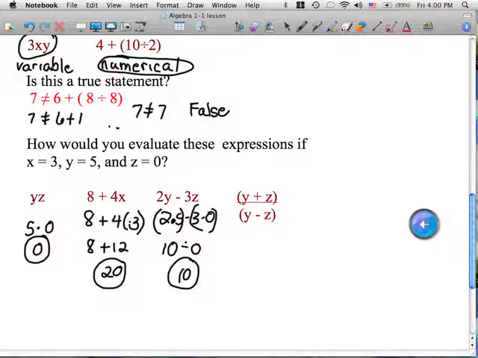And the last expression is actually a division problem. The numerator, y plus z, would be 5 plus 0. And the denominator is y minus z, so that'd be 5 minus 0. The fraction bar acts like a grouping symbol, so we do what's on top first. 5 plus 0 is 5. And 5 minus 0 is 5. And 5 divided by 5 is 1.